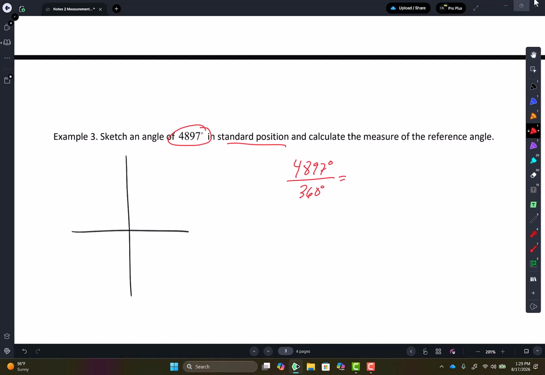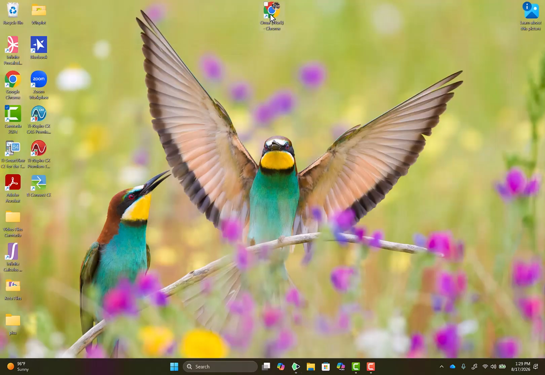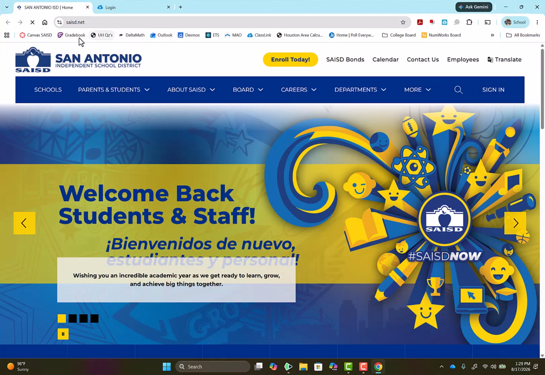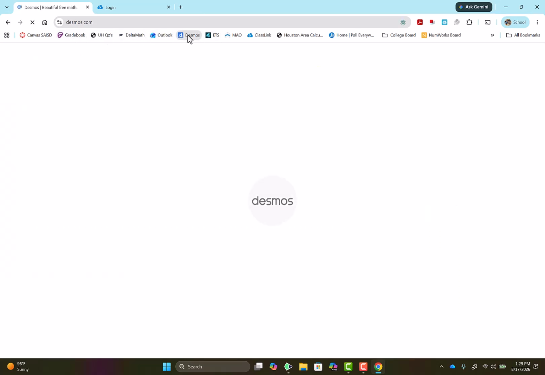I did it this morning in Desmos. I wasn't 100% satisfied with it. We did it with a calculator called NumWorks. I'll show you in a little bit.